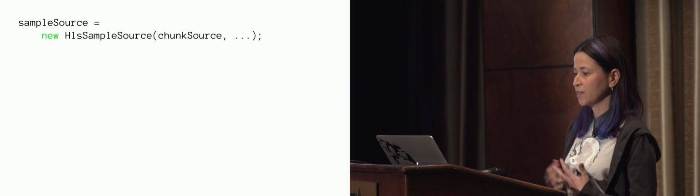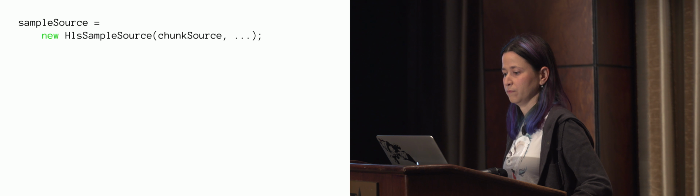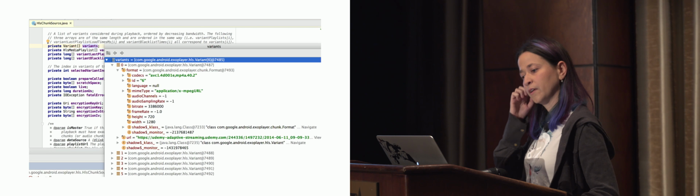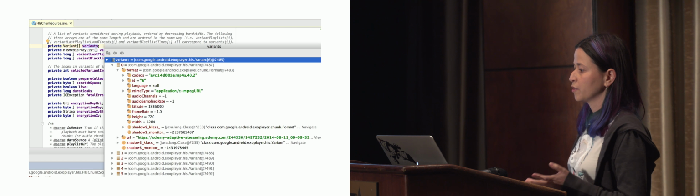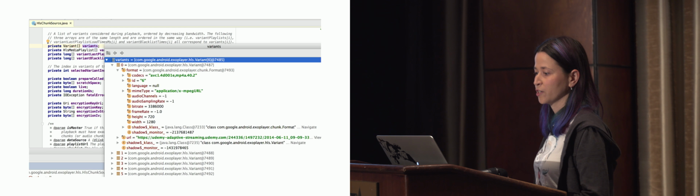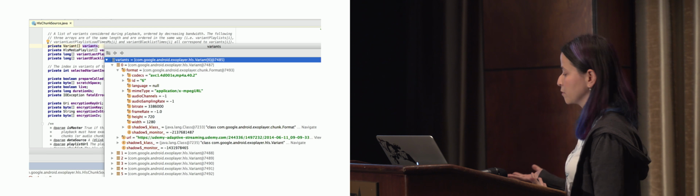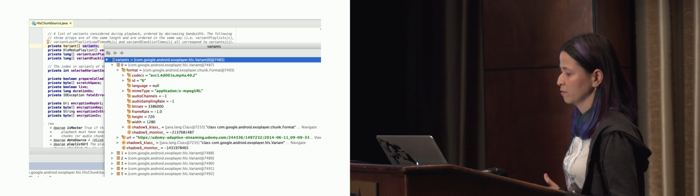And this HLS sample source, again, takes that new chunk source that we just created. HLS chunk source, this is basically an example from the debugger about how HLS chunk source has taken our meta file and composed a list of possible streams to choose from and how it holds that information.